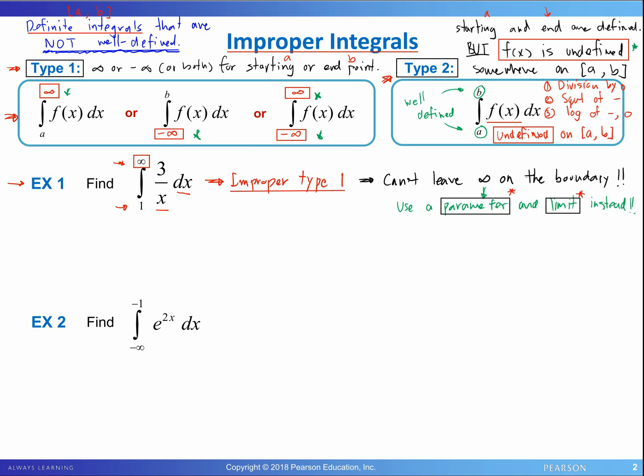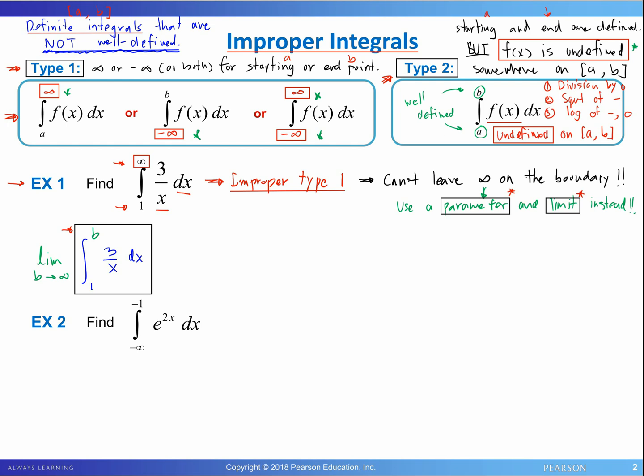Let's do that over here on the left hand side. We have an integral of 3 over x with respect to x. Starting from 1, we used to have infinity right here for the endpoint. But now we use a parameter b instead. Let's use b right here. However, that is not enough, so we use a limit right here to tell this b to approach infinity. And after that, you perform the integration on this integral normally. And that is it. That is how you deal with an improper integral.